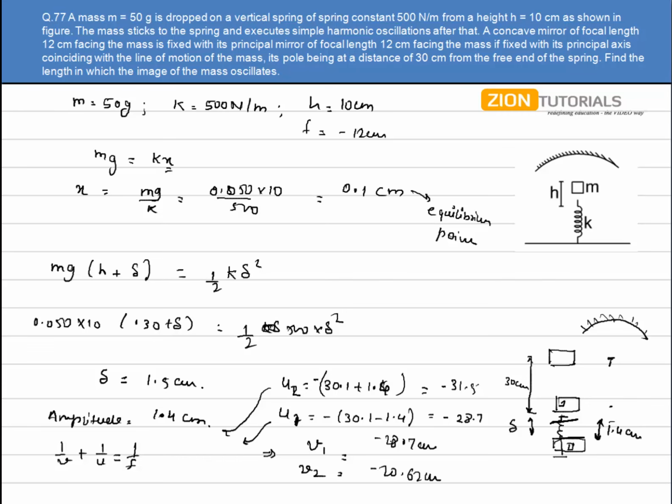Now this minus sign is just showing that it is on the same side, that is on the left hand side of the mirror. So the total length of the vibration will be given by 28.7 minus 20.62, that comes out to be 1.24 centimeter.